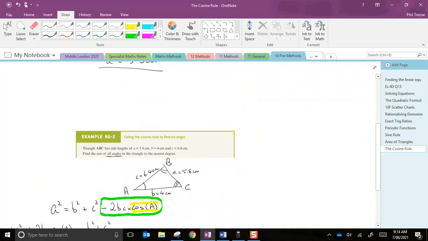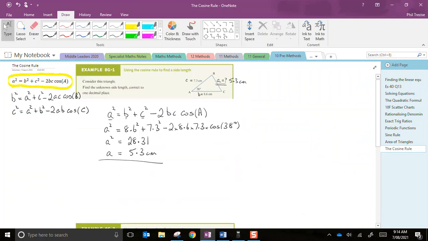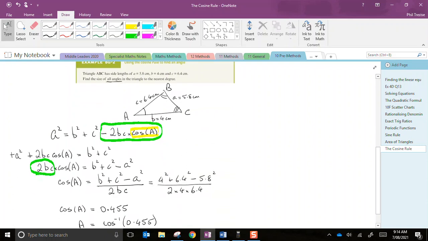And that is a quick introduction to using the cosine rule. In this case, we were finding an unknown side where we had two known edges and an included angle, and in this one, we were finding an unknown angle when we knew all three sides.